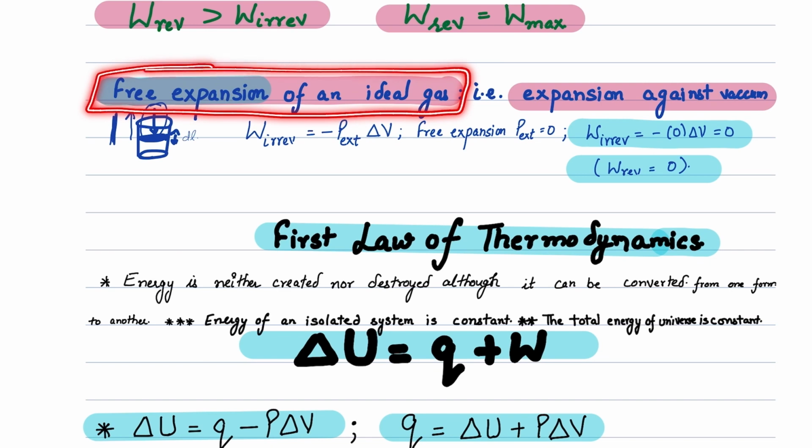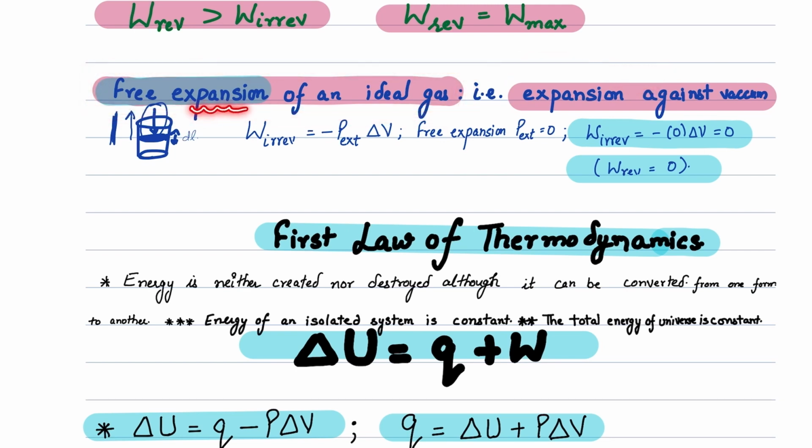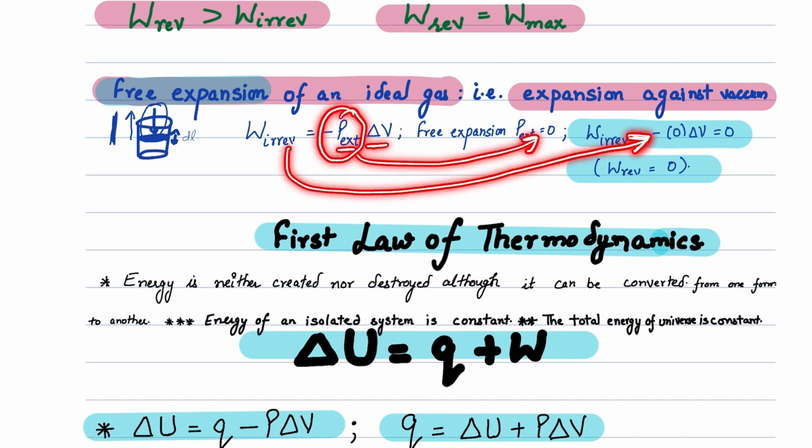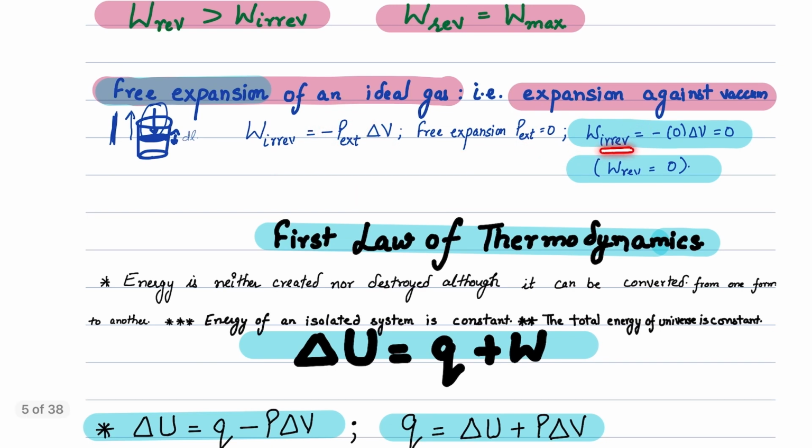Now, let us consider an example of a free expansion of an ideal gas. We are doing the expansion against a vacuum. Free expansion means we are not applying any pressure. So P external is equal to 0. We know that W is equal to minus P external delta V, and as the value of P external in this case is 0, our W will be equal to 0. So please remember that work done in the case of free expansion of an ideal gas, for a reversible or irreversible process, is taken as 0.